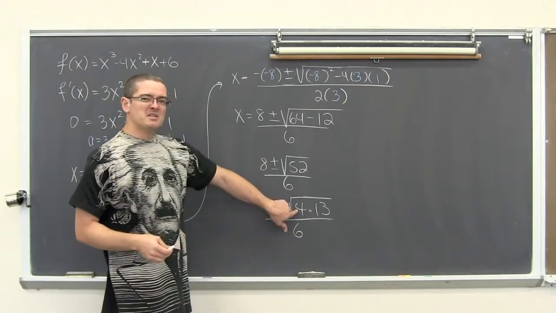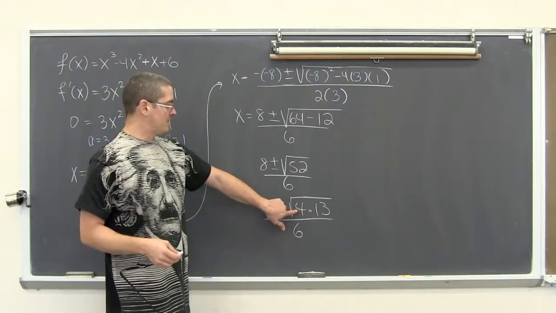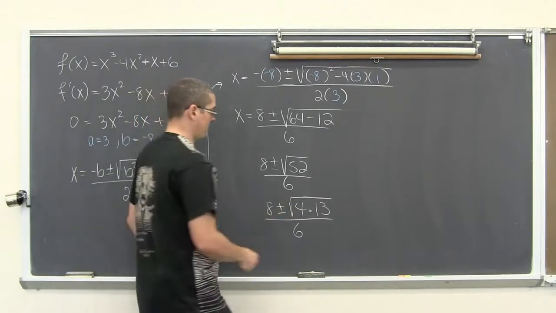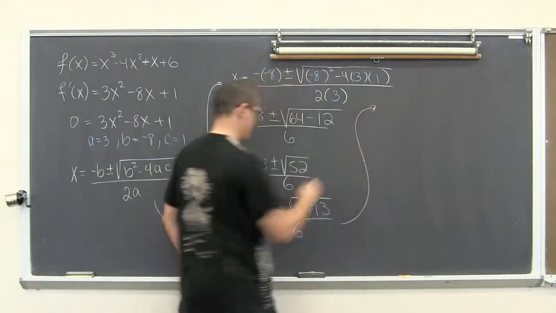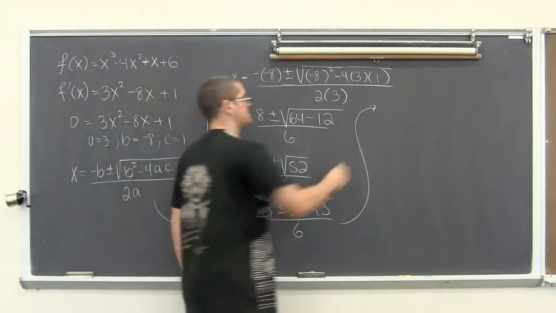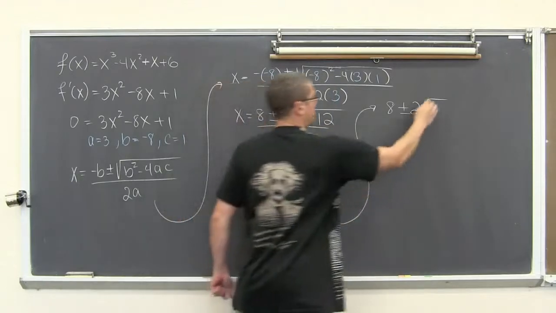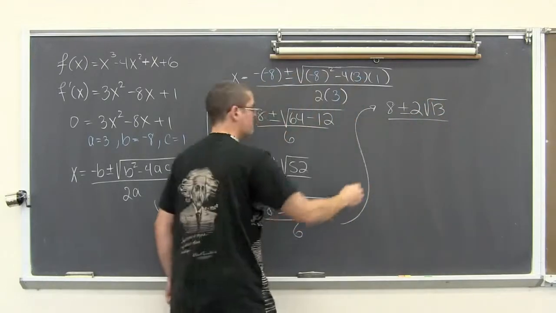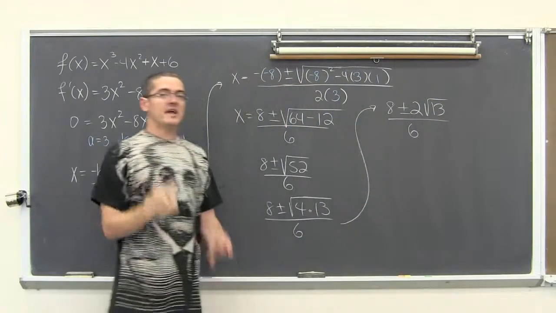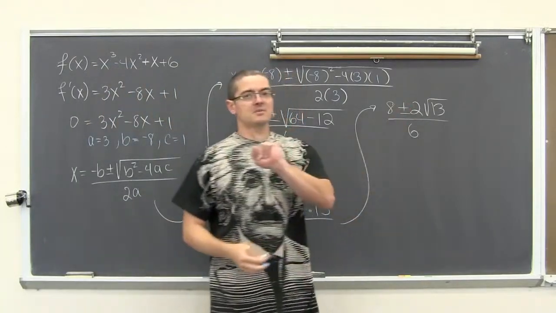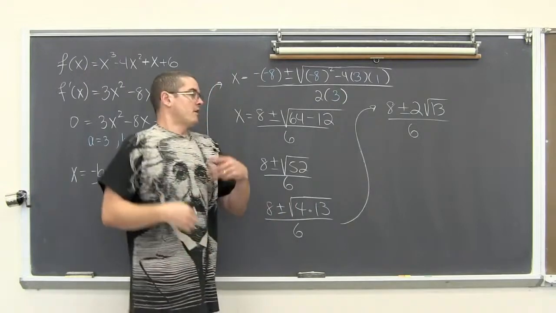You don't have to, but it is nice to leave the perfect square first all the time because that's going to come out. The square root of 4 is equal to 2. So we have, we're showing all these steps, 8 plus or minus 2 square root of 13 all over 6. And of course 6 is even, 8 is even, 2 is even. All three of these terms have a factor of 2.